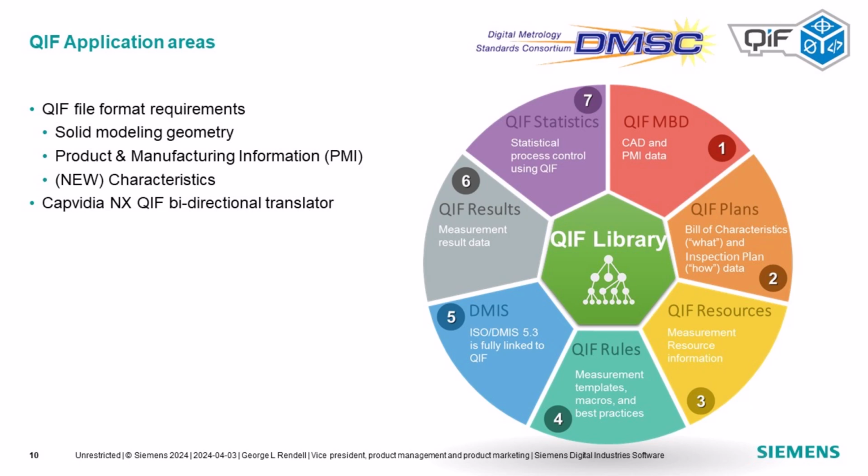I think that's a good thing. So if we're handling that in step 1, then with the QIF bidirectional translation, we can help you walk around the wheel for the things that you need in your digital thread. And as mentioned, NX has the geometry and PMI today, and what we will do is add the characteristics as just described.